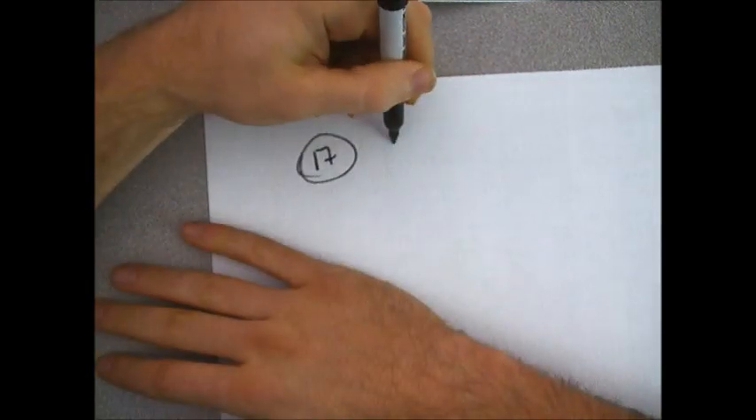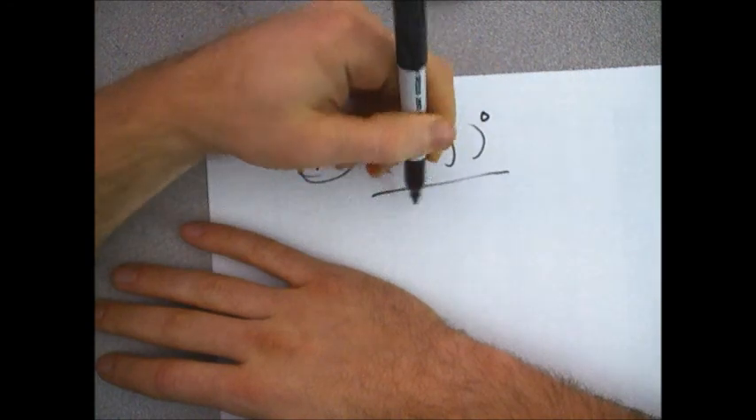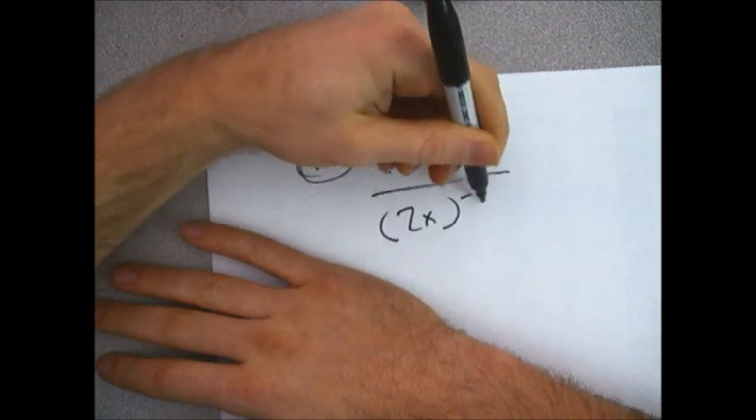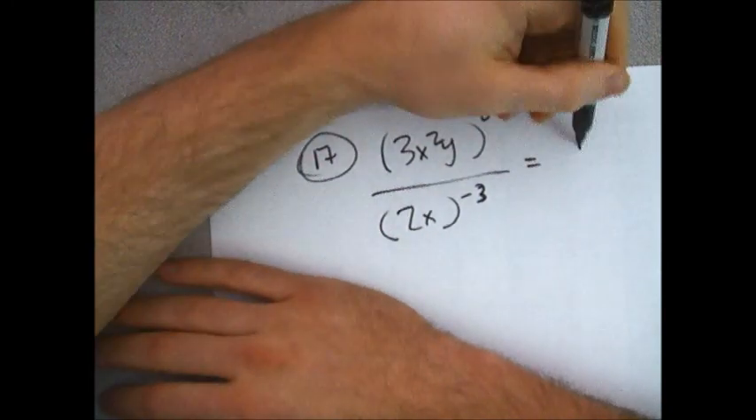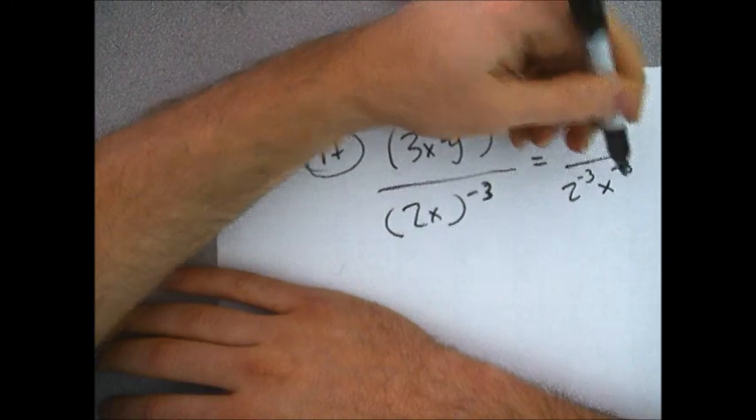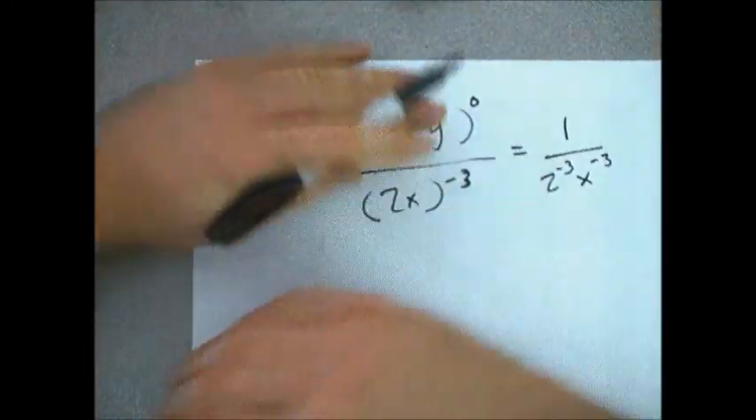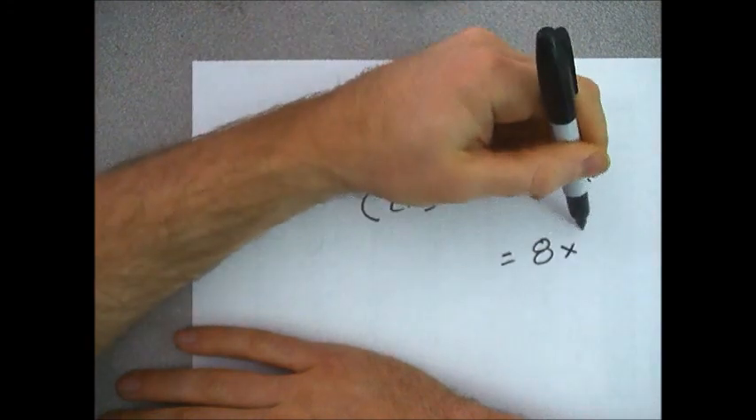Number 17. 3x squared y, that whole thing to the 0, all over 2x to the -3rd. So up top, anything to the 0 power is 1 over, and what are we going to have down here? 2 to the -3rd, x to the -3rd, and those negatives tell us to bring them up to the top. So 2 to the 3rd is really 8, and then bring up our x to the 3rd.